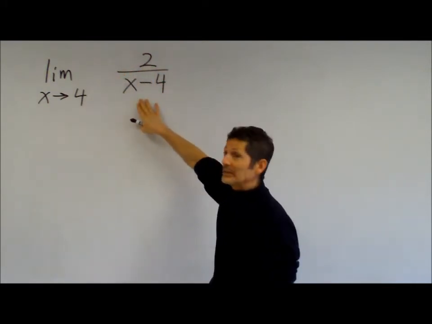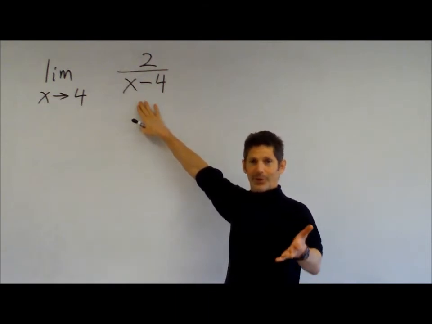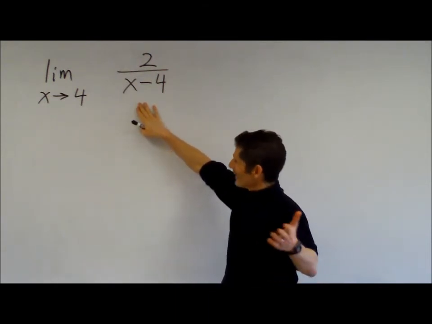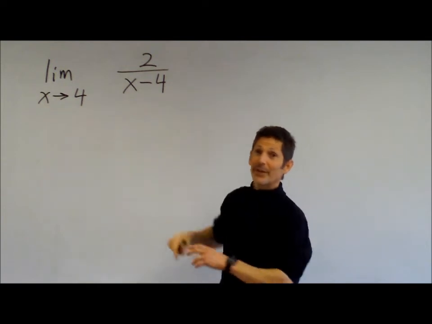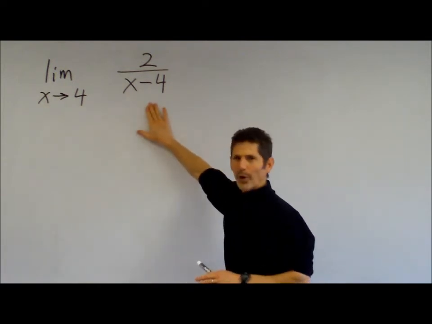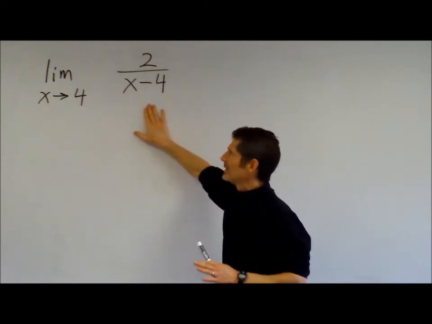So in fact, I know what type of discontinuity it is. Do you know, Ms. Stewart? It's asymptotic. Yes, there happens to be an asymptote. It's an infinite discontinuity at 4. So I already know that the limit does not exist.